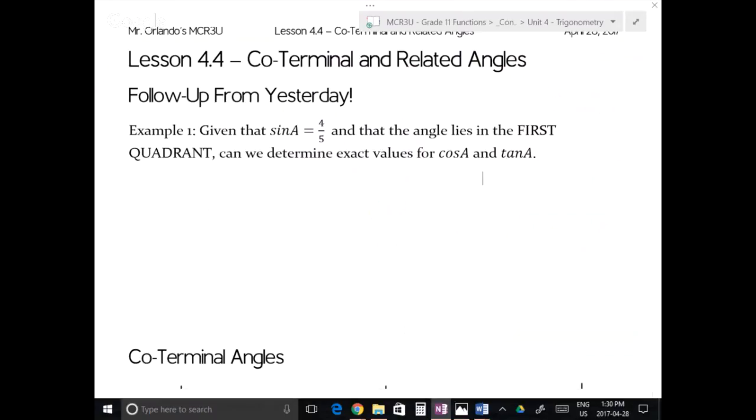The idea of graphing angles, the idea of putting angles on a graph, is going to come in useful when we try to answer certain questions. So I'm going to start with a follow-up from yesterday that's going to dovetail into what we talk about today.